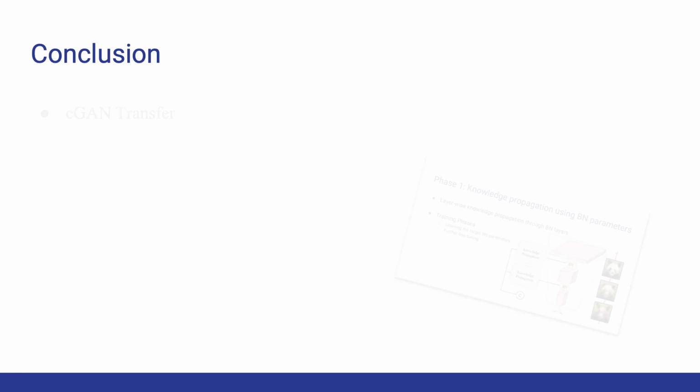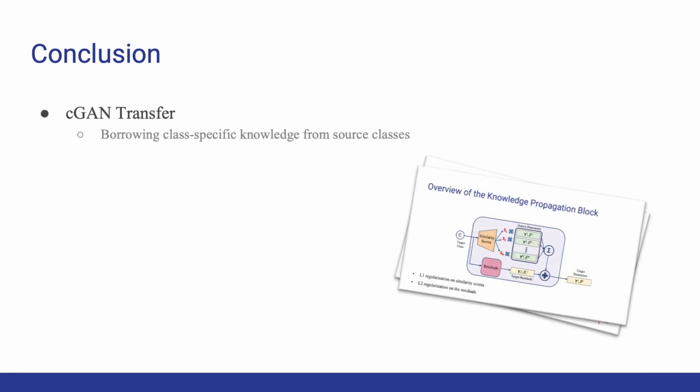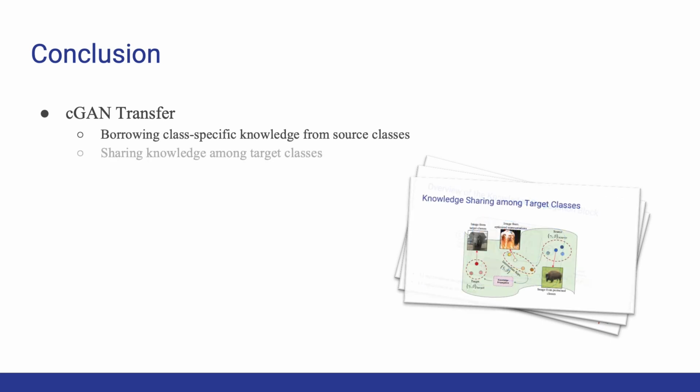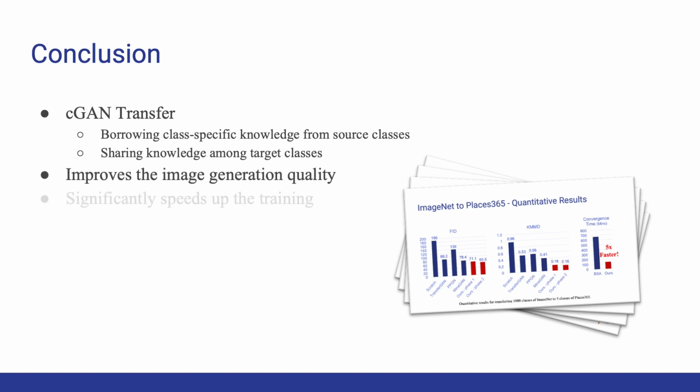In summary, we propose a method for efficient conditional GAN transfer by borrowing knowledge from source classes and sharing knowledge from target ones. Our evaluations show improvements in image distribution modeling and significant speed up in the training time.